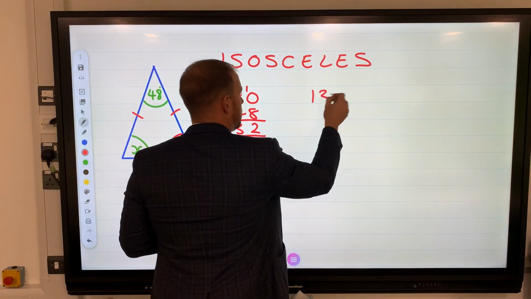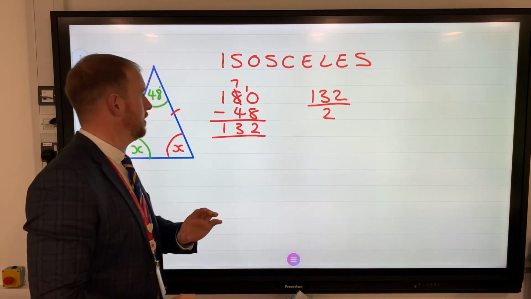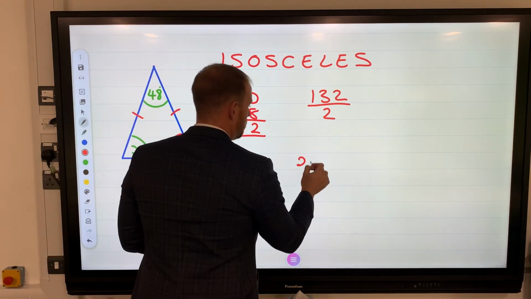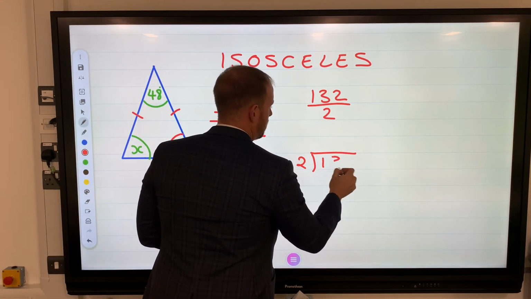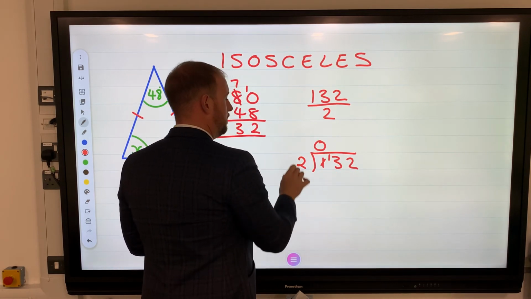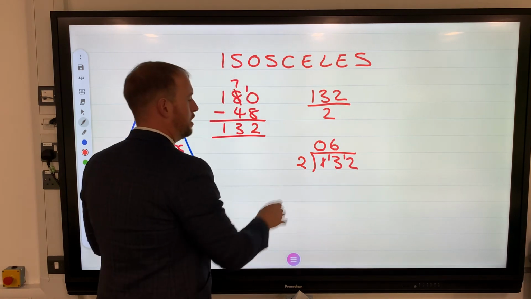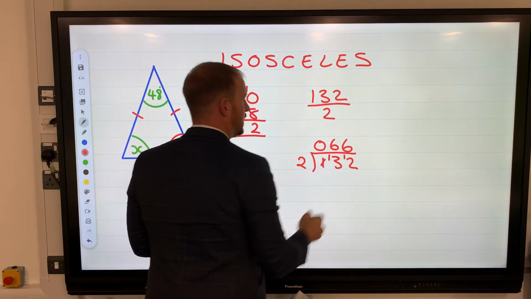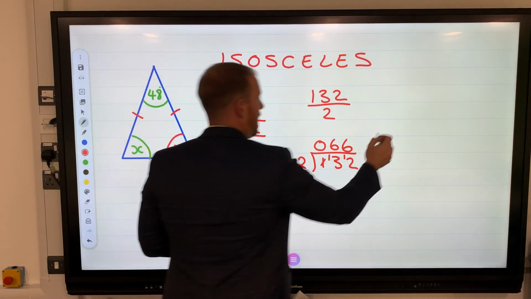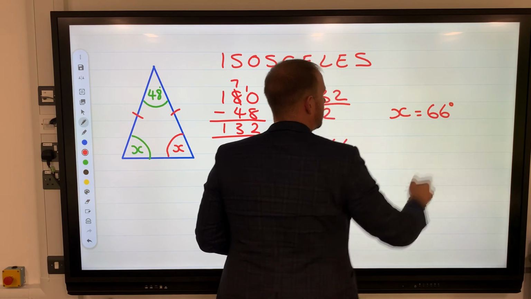So I need to do 132 divided by 2. Now you could do that in your head, or if you're unsure, we could just use the bus stop method. 2 doesn't go into 1, carry the 1 over. 2 goes into 13, 6 times, 1 left over. 2 goes into 12, 6 times. So x equals 66 degrees.